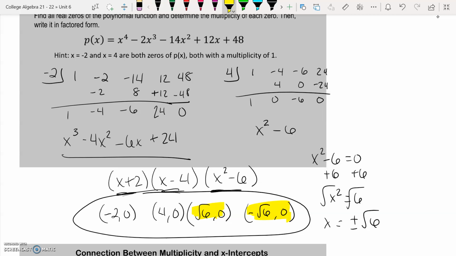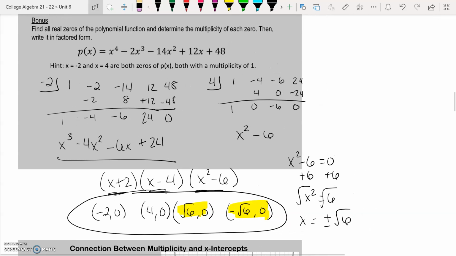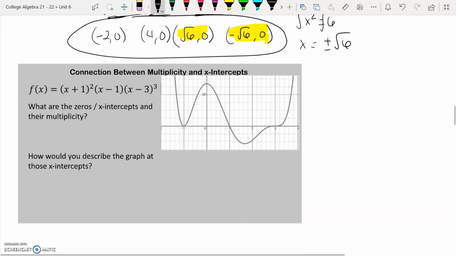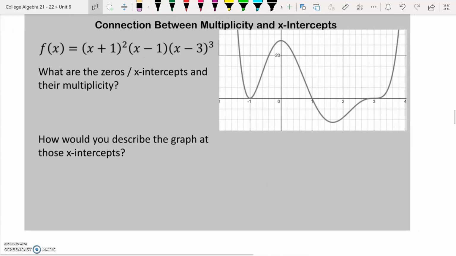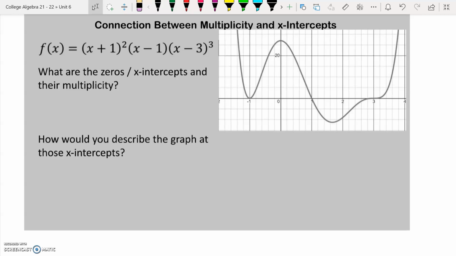So again, the one on the notes is also on Google Classroom on the student notes, and you can check that one. I just did an example here real quick, and that's kind of what goes into that first part of that question. I think there's only 3 questions on the Hawks, but they all have like 3 or 4 parts. So the other thing we're going to talk about is the connection between multiplicity and x intercepts. This is what are the zeros slash x intercepts and their multiplicity.